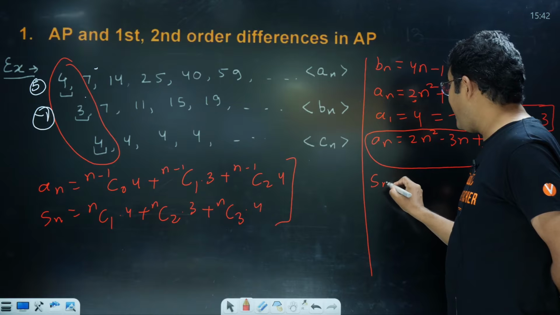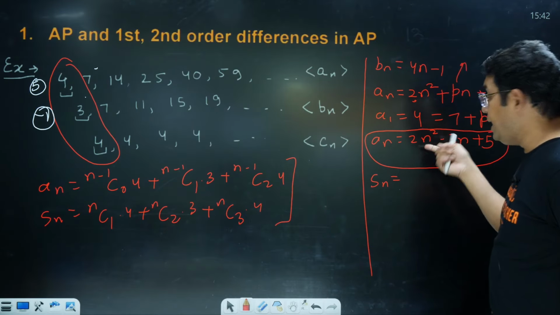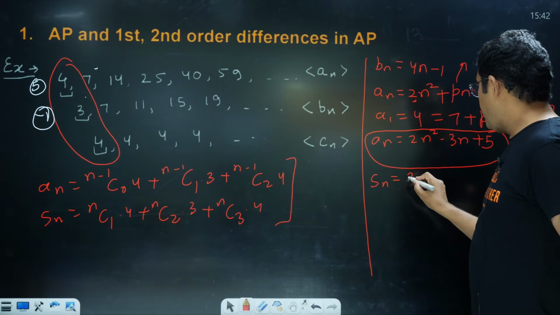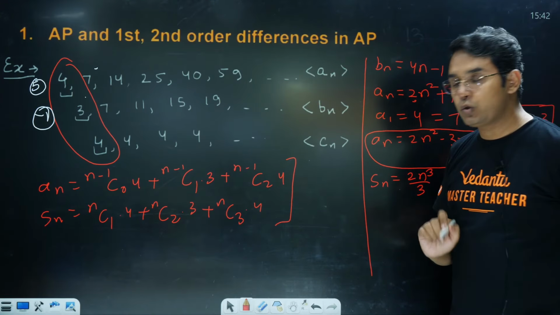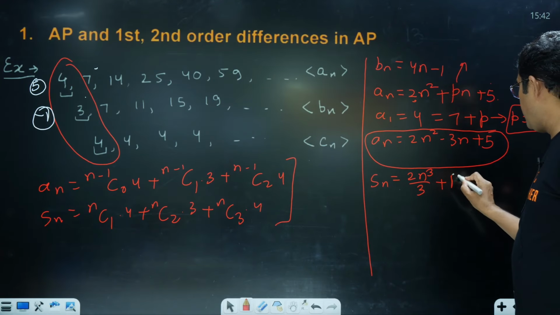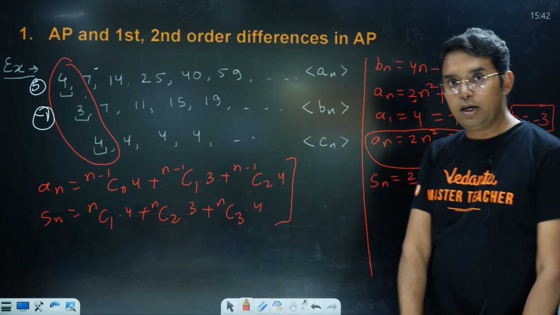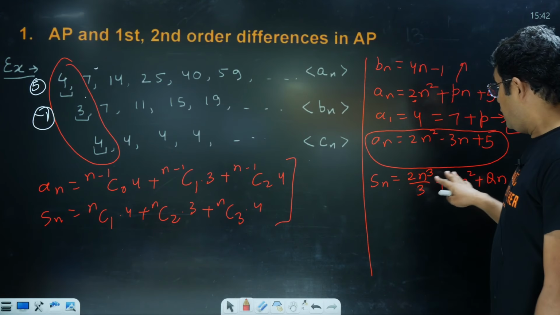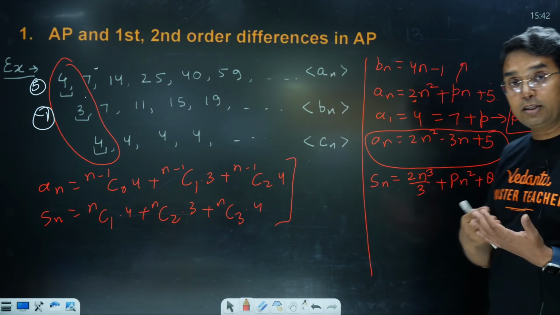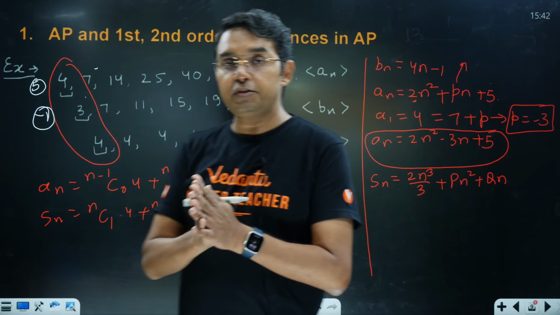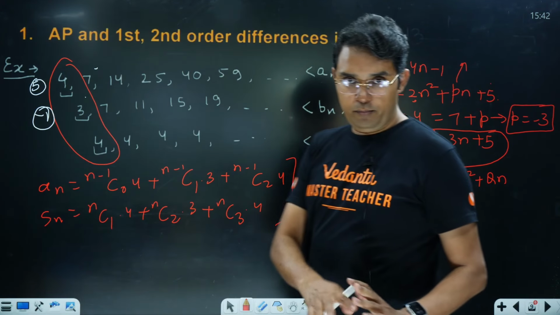Now if we are looking for Sn, the sum of n terms of this series, again the leading term will come by integration. So 2n cube by 3, integration of 2n square, and then it will be capital Pn square plus capital Qn. Only two unknowns are there. Otherwise, those who do it by the coefficient method take one coefficient here, one here, one here, so a total of 3 coefficients. To find these 3 coefficients, you put n is equal to 1, 2, 3 and solve them. I think it's a big task.